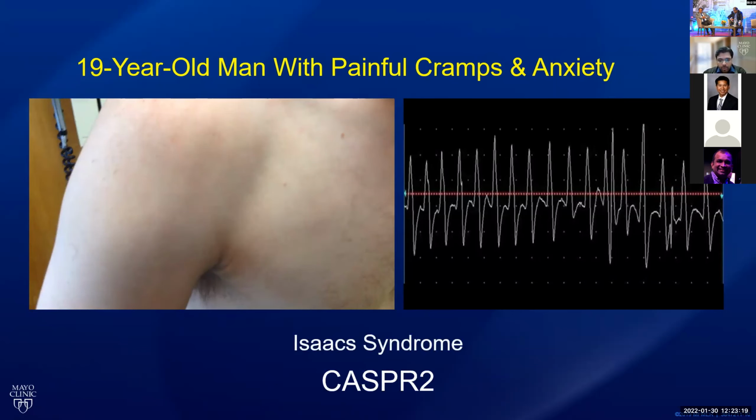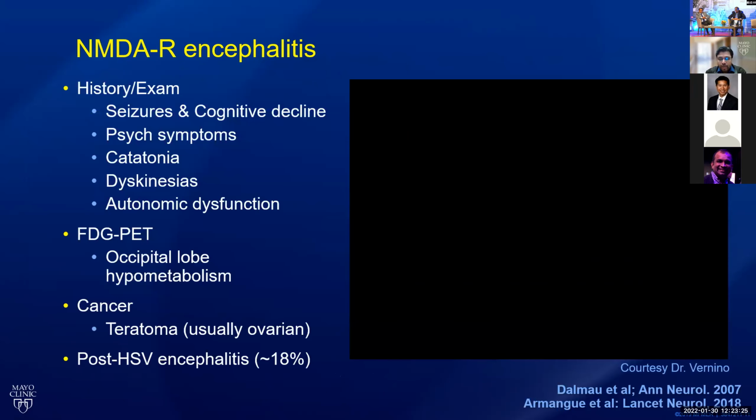So the Caspr-2 autoantibody can be seen in peripheral hyperexcitability syndrome as well. Moving on, an important antibody which was pretty significant for our field was NMDA receptor IgG. Most of these patients present at a young age. Many of them have neuropsychiatric presentations at the onset, can go on to develop encephalopathy, seizures, certain movement disorders.